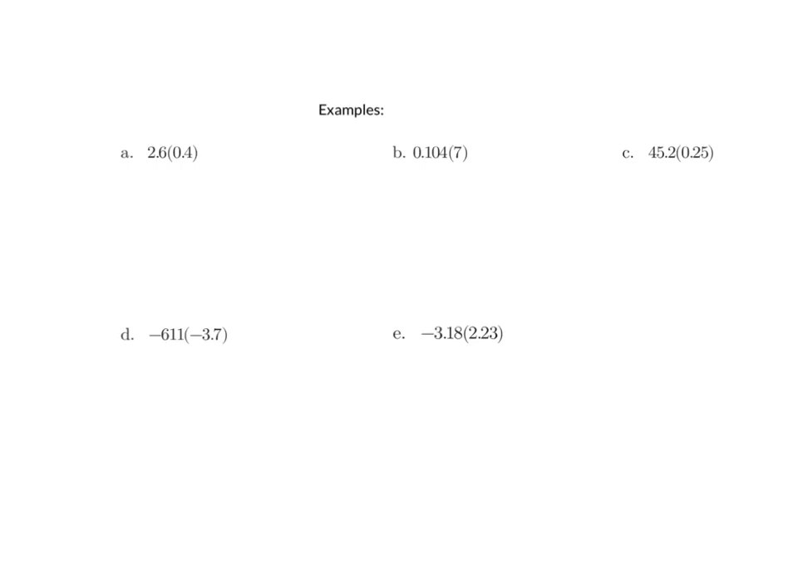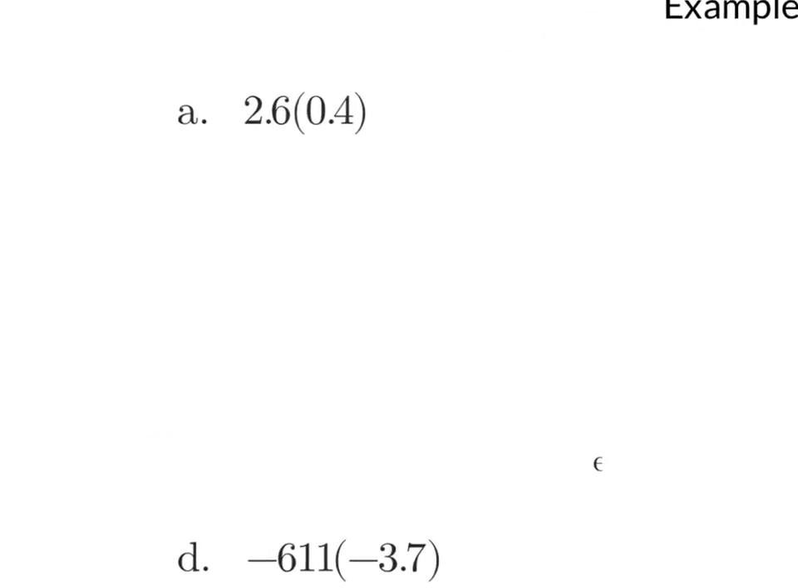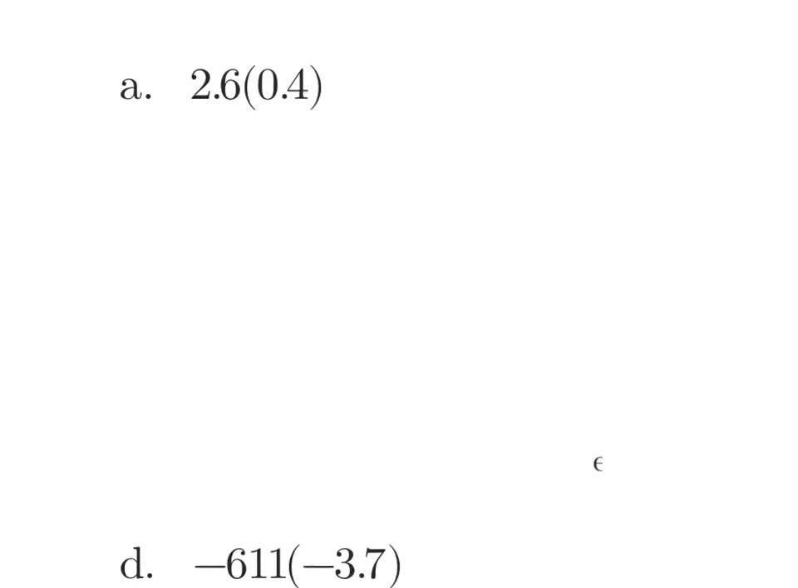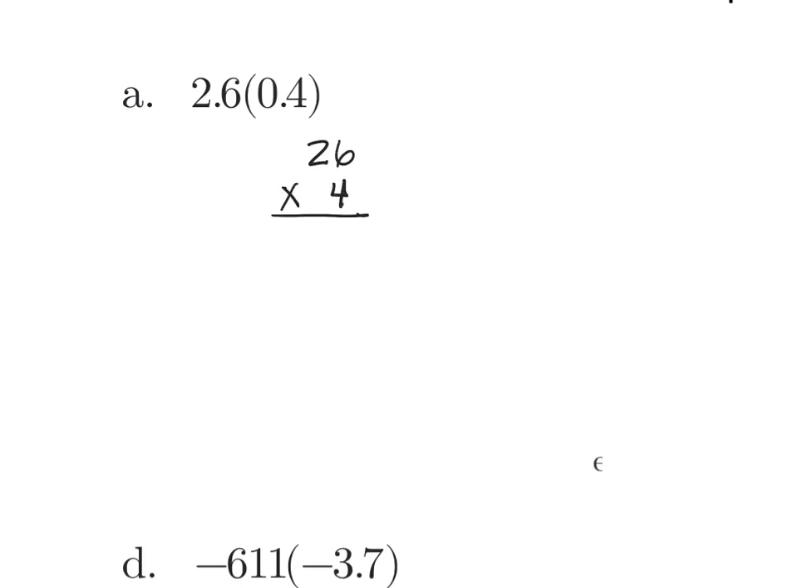Alright, so let's go ahead and look at some examples. We're going to go ahead and use our previous procedure in order to do this. Let's start with 2.6 times 0.04. So as mentioned in the previous slide, what we want to do is multiply, disregarding signs and disregarding decimal points. So what I want to multiply here is 26 times 4.